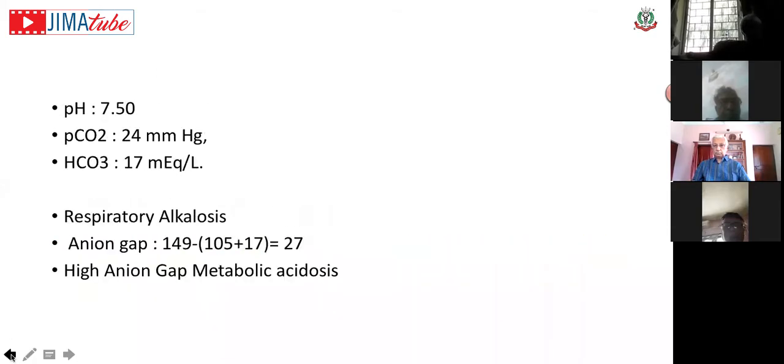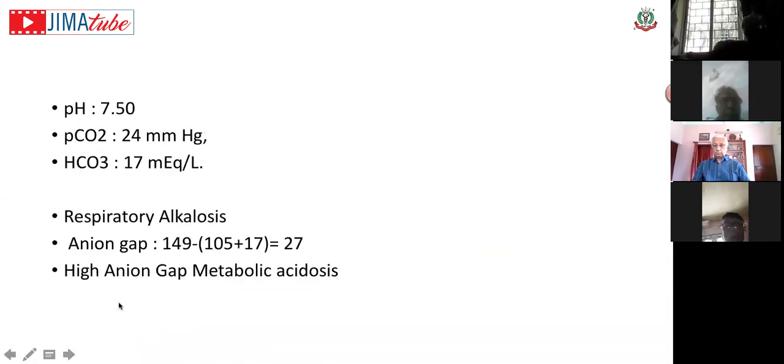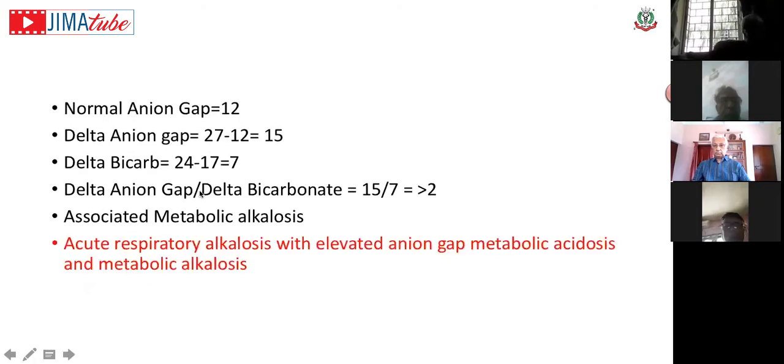So is there anything else going on in this patient apart from high anion gap metabolic acidosis and respiratory alkalosis? This is done by what is called the delta gap. Now the normal anion gap is 12. The anion gap in this patient was 27. The normal is 12, so the delta gap is 15. The bicarb in this patient was 7, so delta bicarb is 7.